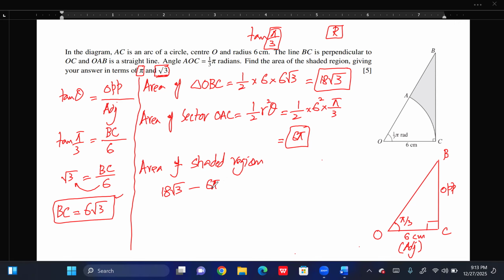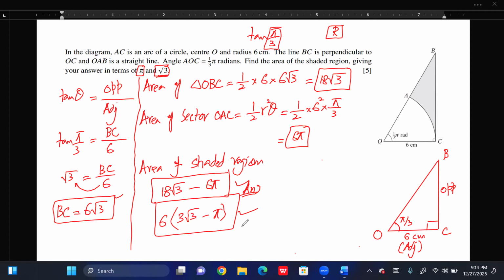But if you want, you can simplify by taking something common, which is 6, which is, I repeat, not necessary. It's going to be 6 times 3 square root 3 minus pi. This answer is acceptable. This answer is also acceptable. Both answers are acceptable. It's up to you in which format you write. But if you write your answer in decimals, you will lose some marks. Definitely, they are not going to cut the whole mark, but 1 mark will be lost.